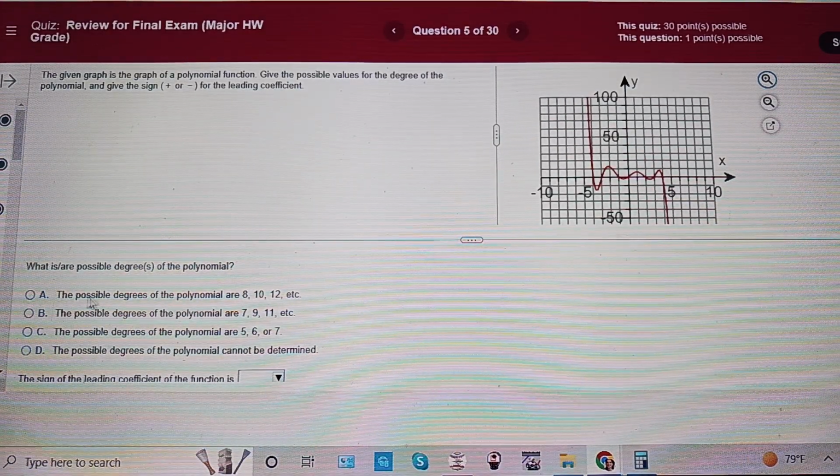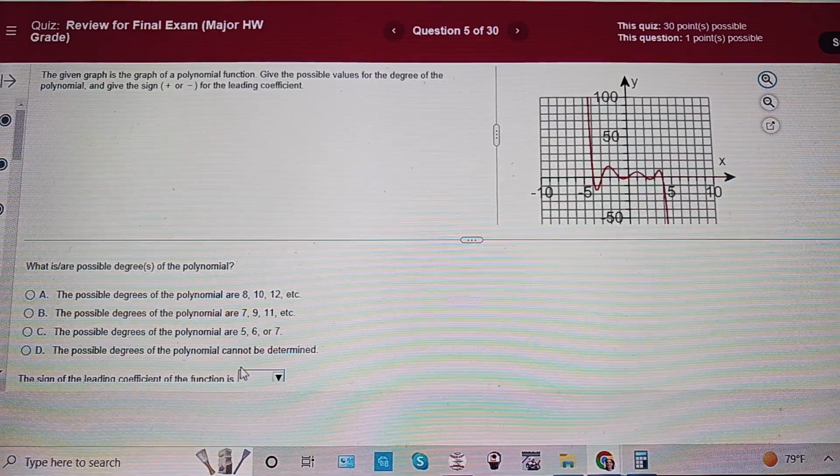So it cannot be choice A where the degree is 8, 10, or 12. That's impossible because that's even. With even degrees, they would both be ending in the same place, which it's not here. It can't be 5, 6, or 7 because the 6 is impossible. So it could be 7, 9, or 11, or maybe you can't determine it.